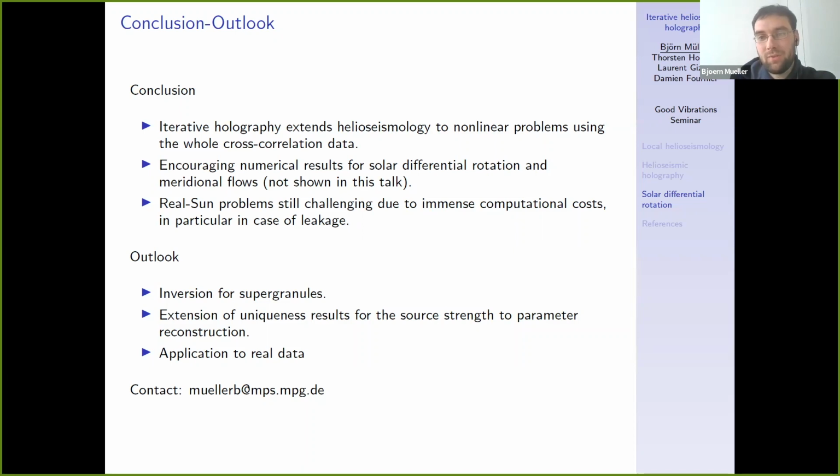But of course, if you go to, for example, sunspots or stuff like this, and maybe invert for sound speed perturbations, not for flows, this will be a big issue. And where it comes in, we would have to change the forward problem, the differential operator, and then the back propagator will also look different. So it will be a different algorithm then.